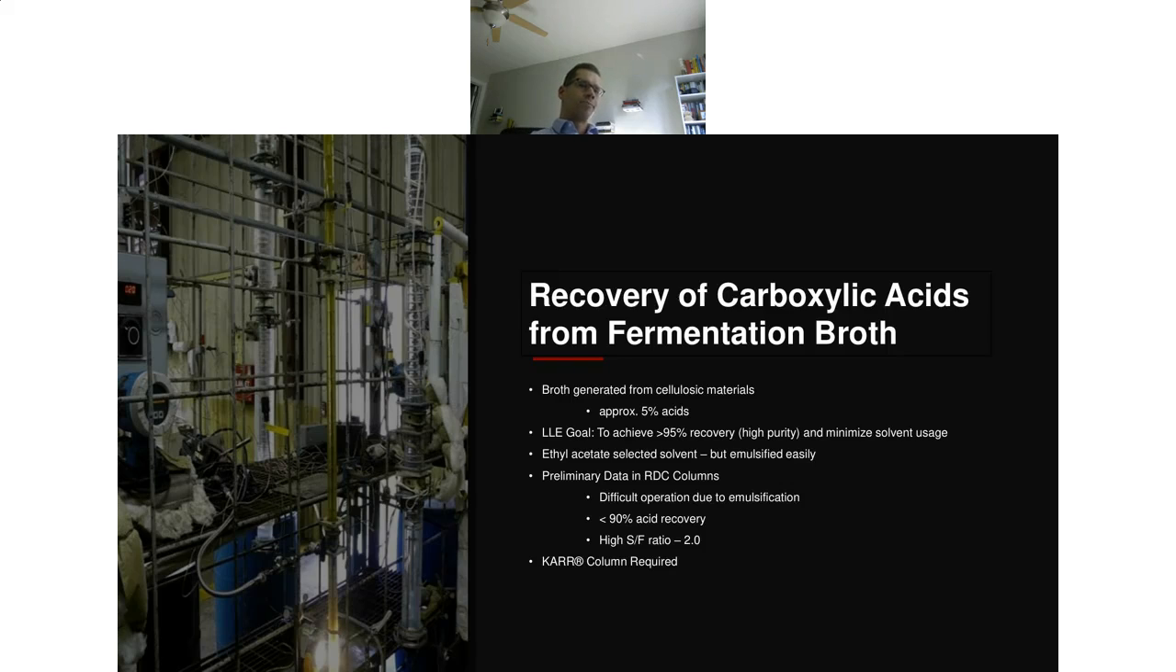So the next series of slides will provide some details on a specific pilot test that we went through a few years ago, where we were looking to recover carboxylic acids from a fermentation broth. So the goal here was to recover 95% of the acids from this 5% acid aqueous stream. And we also wanted to reduce the amount of solvent that was required as well.